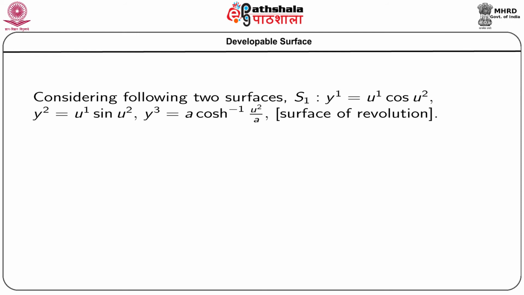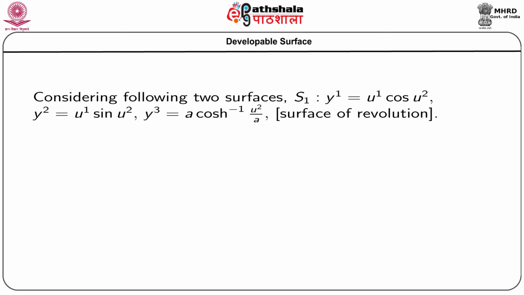So, in section 3 of module 1 of chapter 7, we shall learn about developable surface. Now, before coming to the developable surface, let us see the isometry between two surfaces. What is the isometry between the two surfaces?